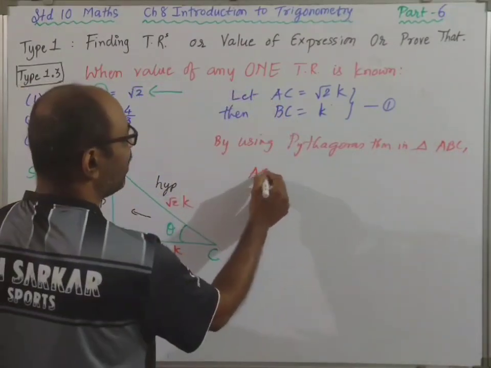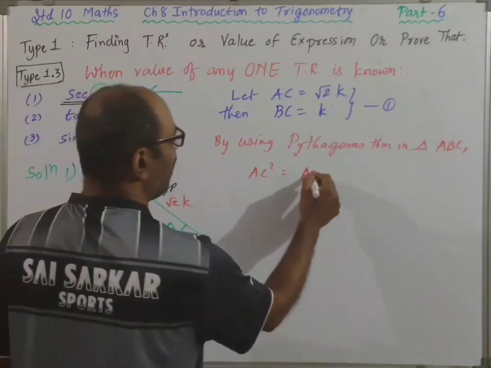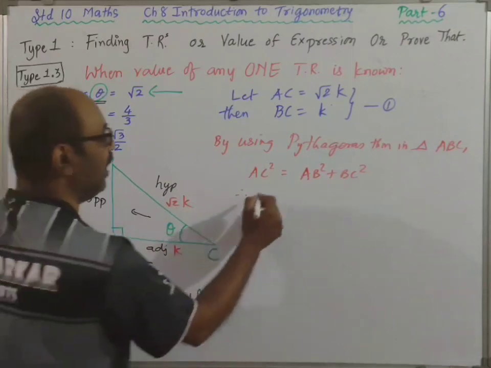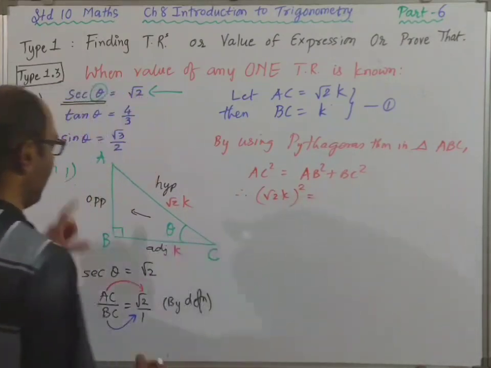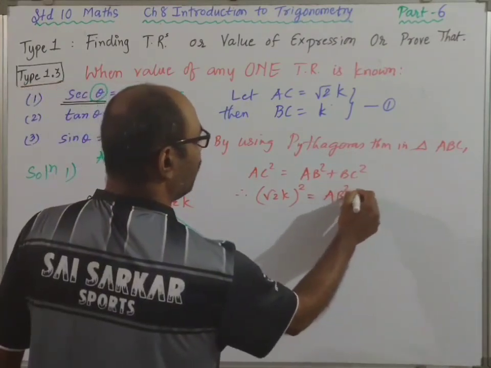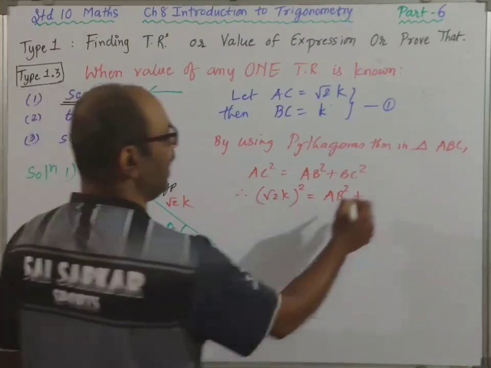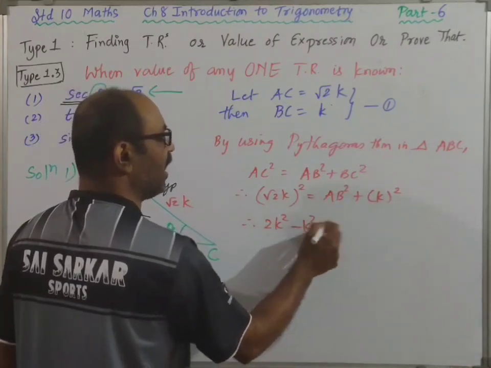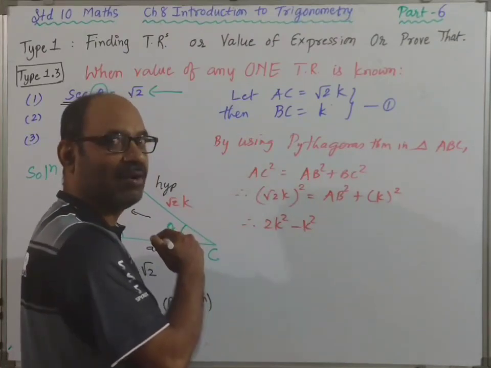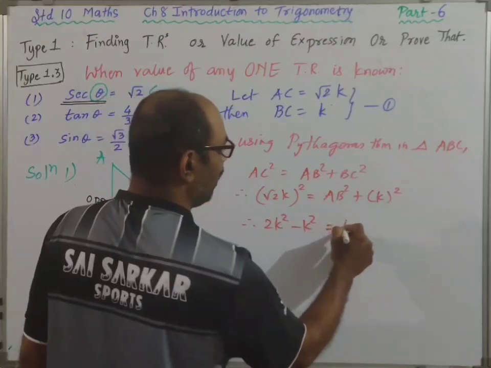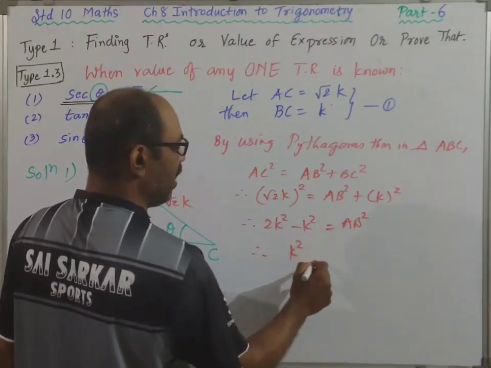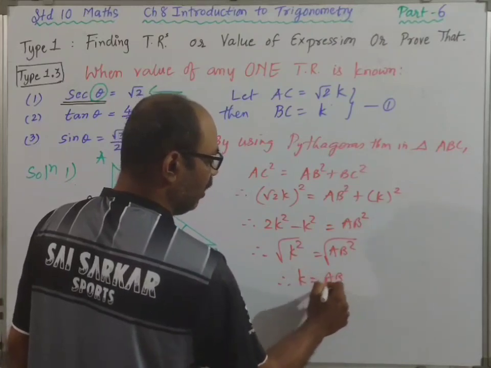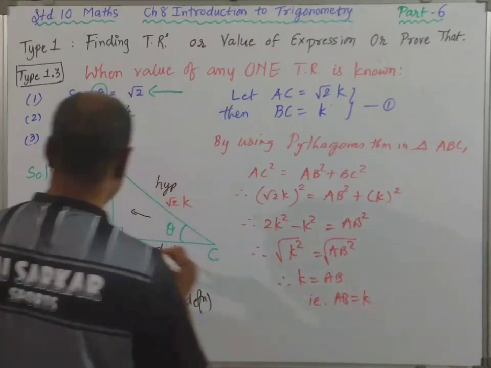AC square is equal to AB square plus BC square. Therefore, is AC available? Yes. Root 2K. So that is root 2K whole square is equal to AB, no, it is to be found still, plus BC. Yes, it is K. So K square. This gives me 2K square. Bring this K square to one side, because you want to make AB the subject of the formula. That is equal to AB square. Therefore, K square is equal to AB square. So taking square root on both sides, therefore, K is equal to AB, i.e. AB is equal to K. So this one is K.